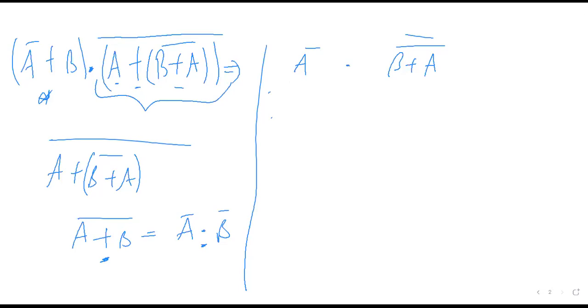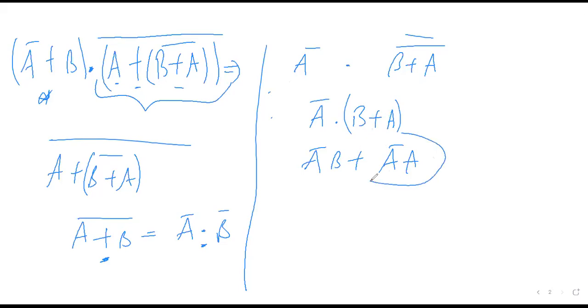So here we have, this is the same as A bar, B plus A, right? We can simplify this. This is A bar B plus A bar A, correct? Is that correct? Yes, it's correct. Expansion. Yes. All right, there's a rule, A bar A.